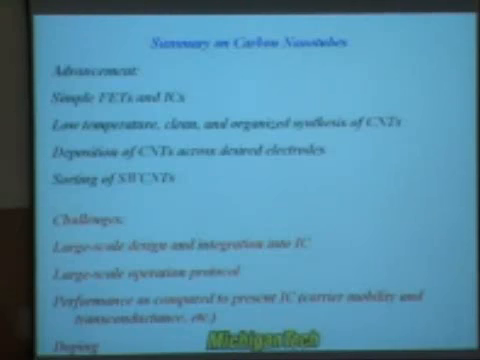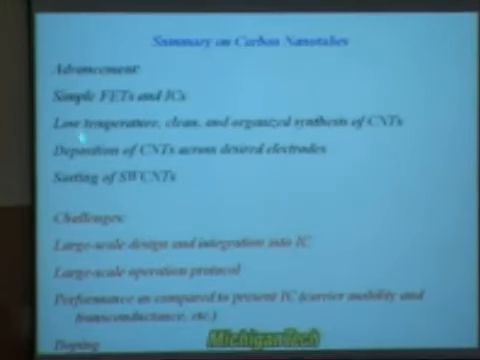So just to quickly summarize what I have talked to you about carbon nanotubes. Some advancements are already done. We can fabricate FETs, we can fabricate ICs, and low temperature, clean, organized tubes can be grown now. You can deposit tubes across a pair of electrodes that you want, and you can sort the nanotubes to some extent.